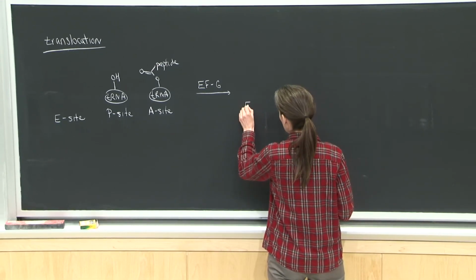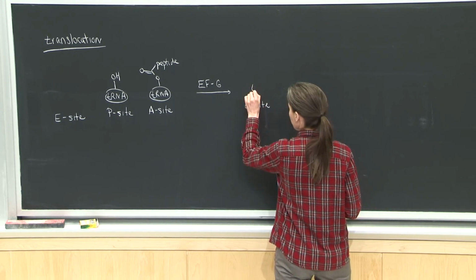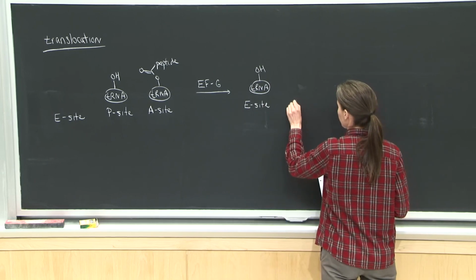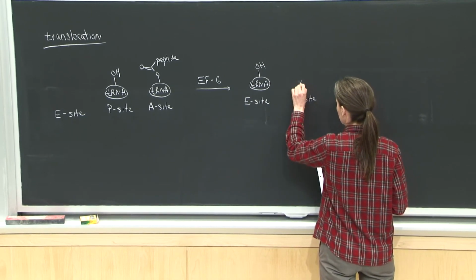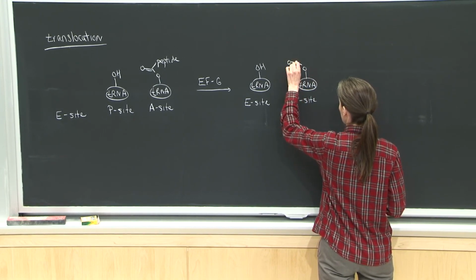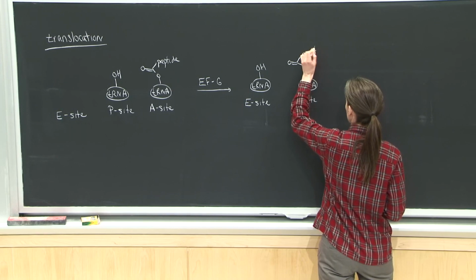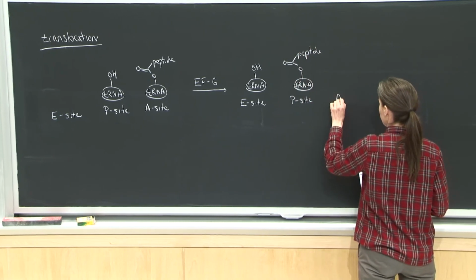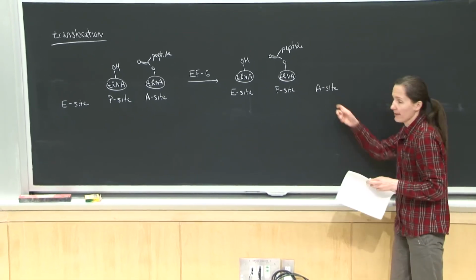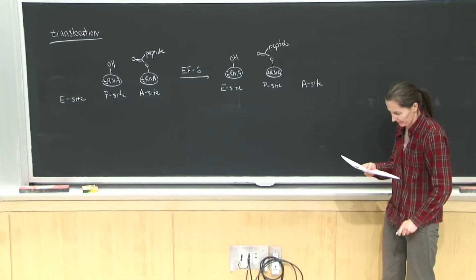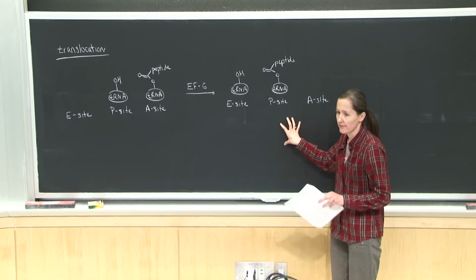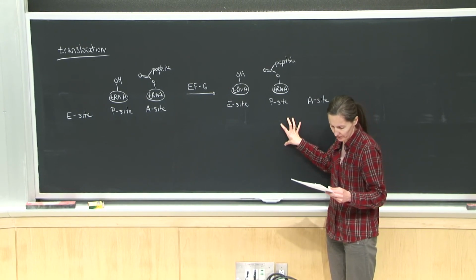And the outcome is that we end up with the deacylated tRNA in the E site, the peptidyl tRNA in the P site, Okay, and then the A site is empty such that the next aminoacyl tRNA can come in. Okay, so immediately after peptide bond formation, and this is the state after the process called translocation.